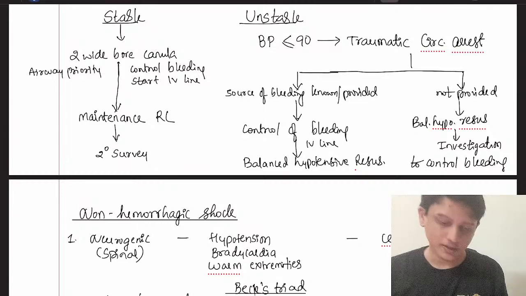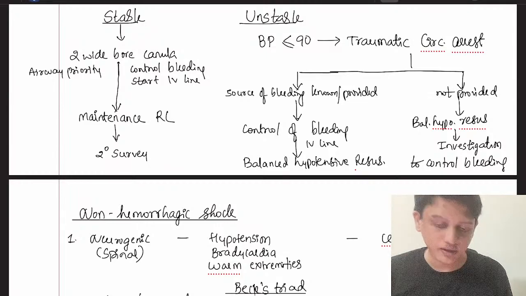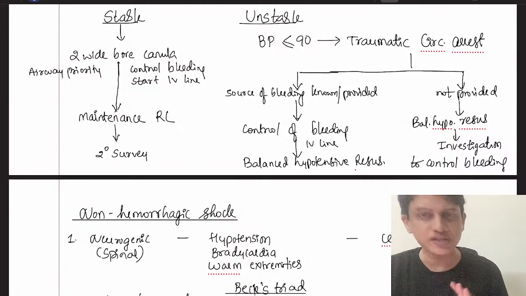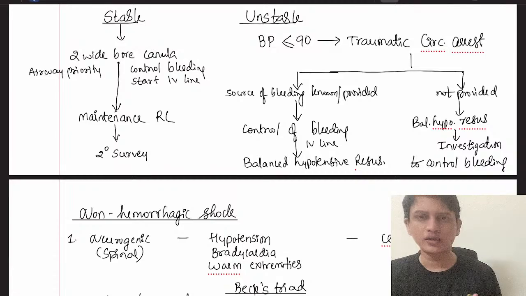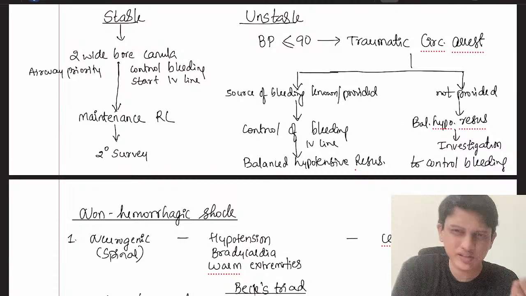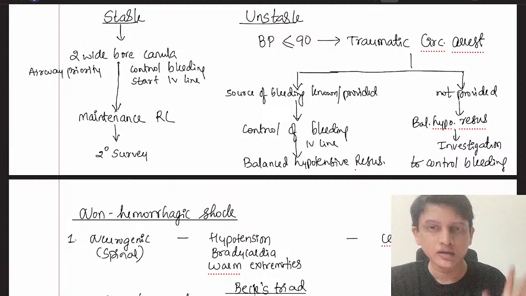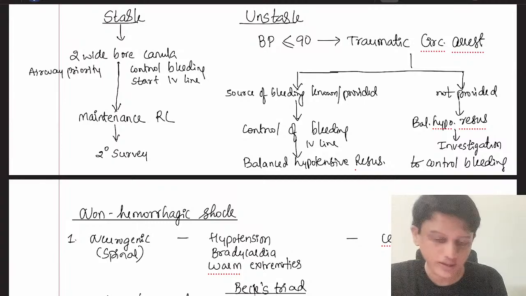Okay. So when the patient is stable, you can put two wide bore cannulas and then put a maintenance fluid, because a stable patient is not in a lot of hypotension, tachycardia is not there. Just put a maintenance fluid. A little bit of volume is lost, just compensate for that. You put maintenance RL and then go for the next. After C, then you can go for D.